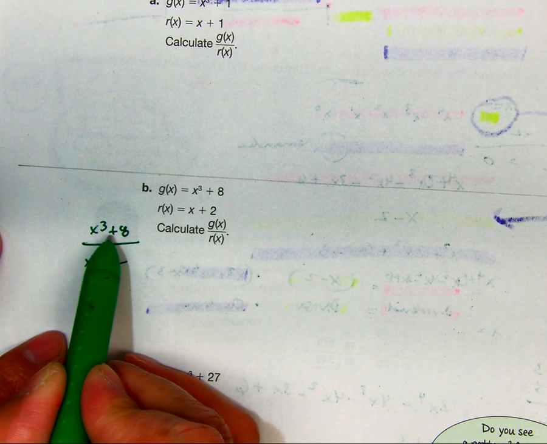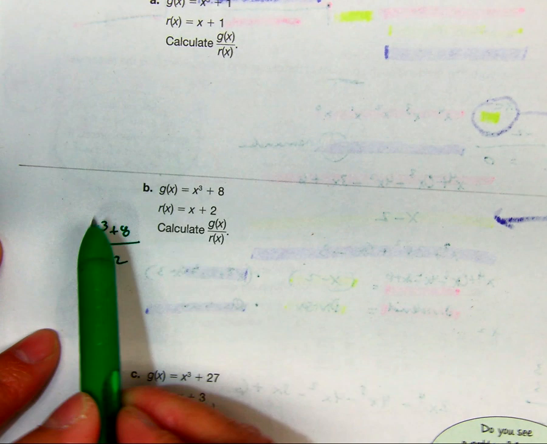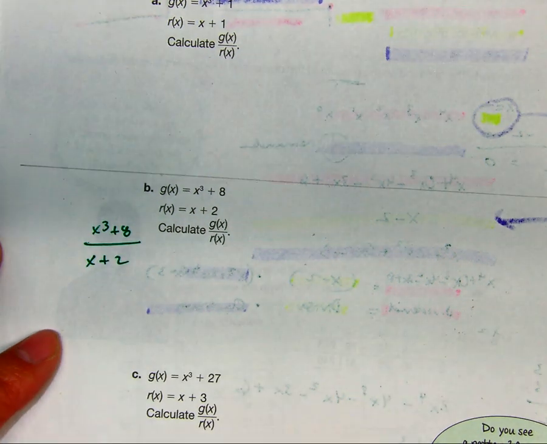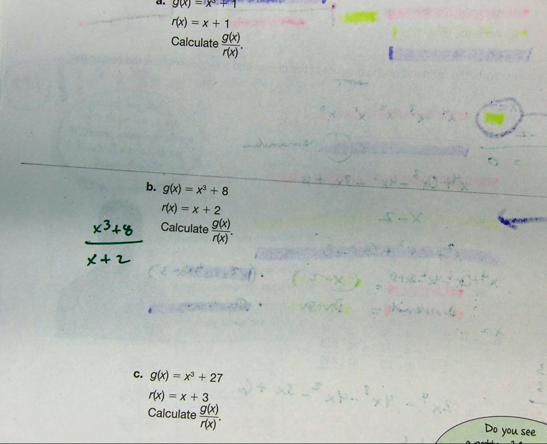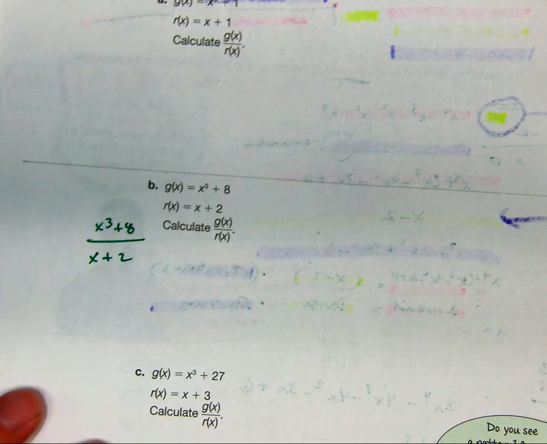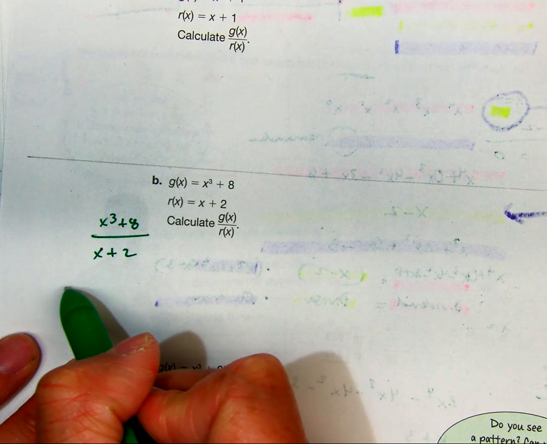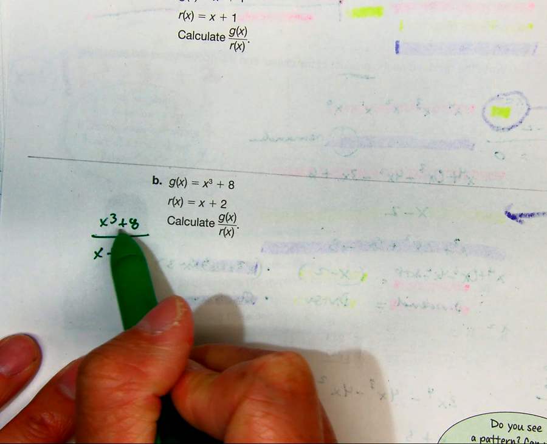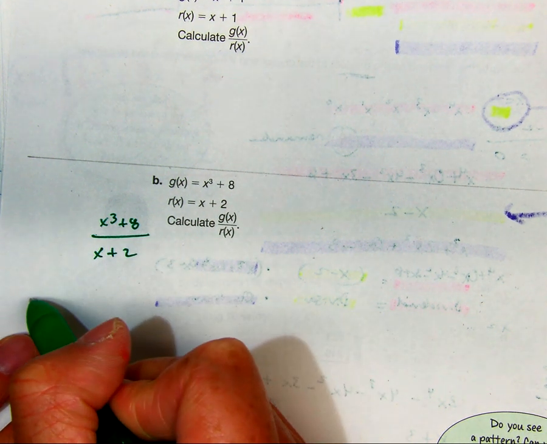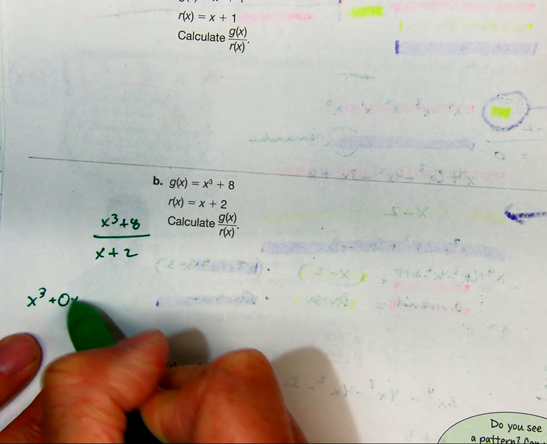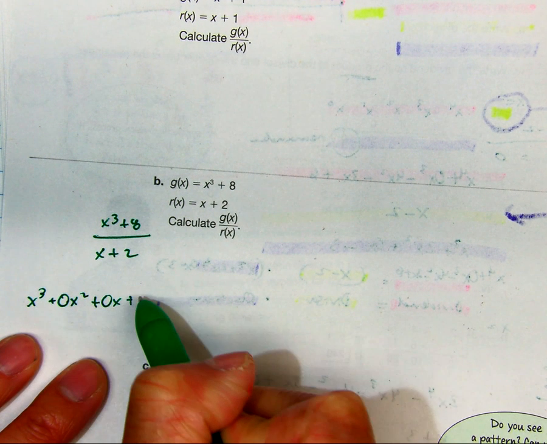Class, there's something missing in between. Partner A whisper to partner B, what's missing right there? Ready, set, go. What's missing there? Joe? What's missing? X squared. So tell me what to write. X cubed plus 0x squared plus 0x plus, what is that?